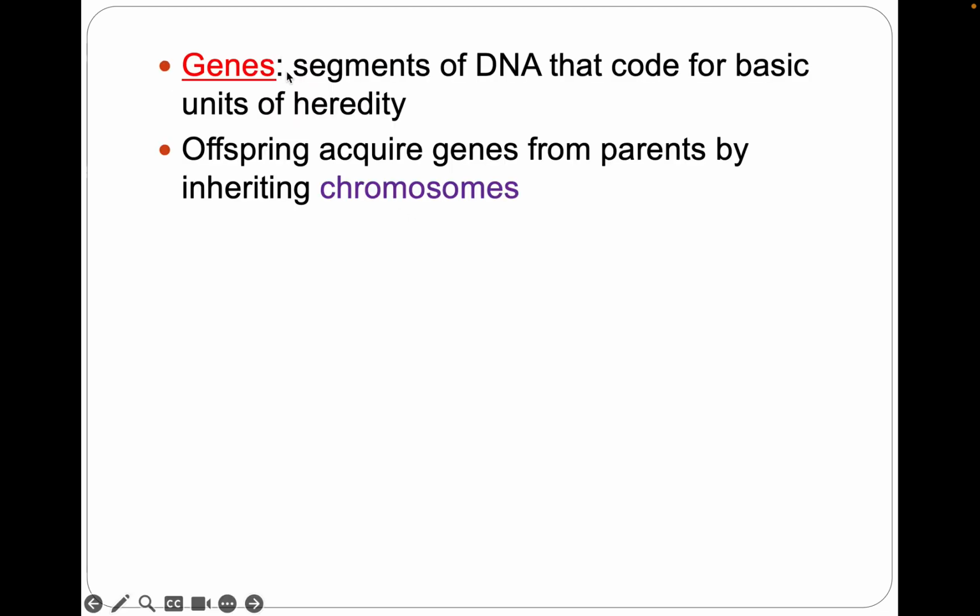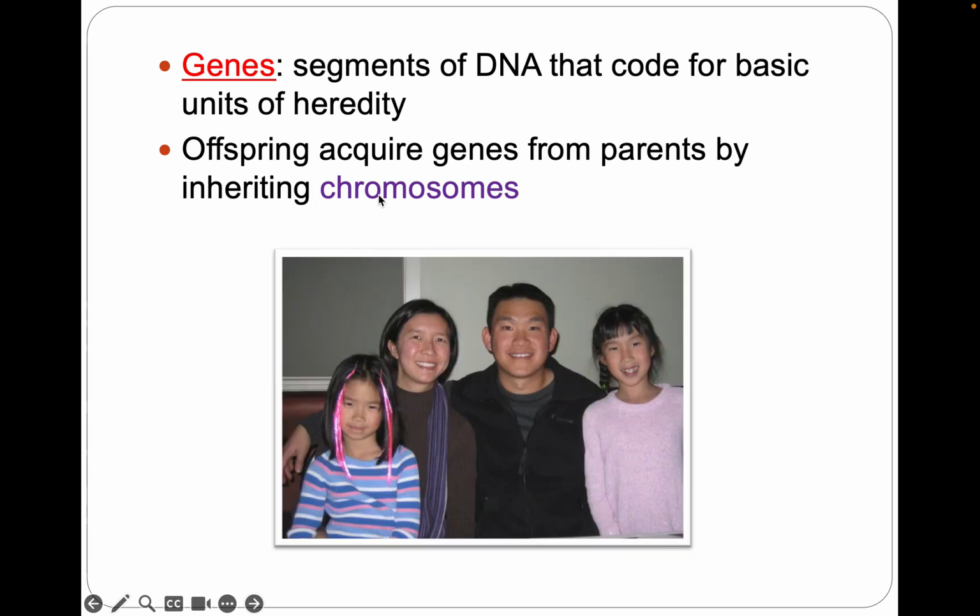First, let's talk about genes. Genes are segments of DNA that code for the basic units of heredity. Genes code for the production of RNAs and polypeptides. Offspring acquire their genes from their parents by inheriting chromosomes.